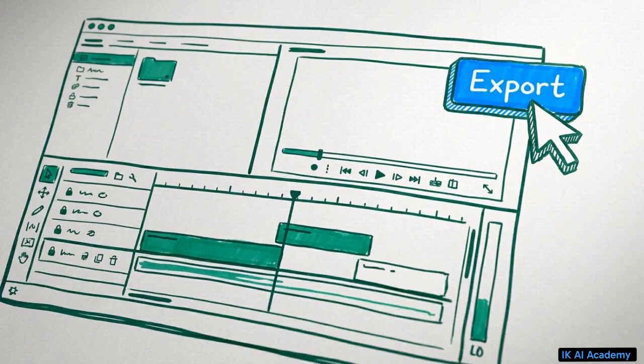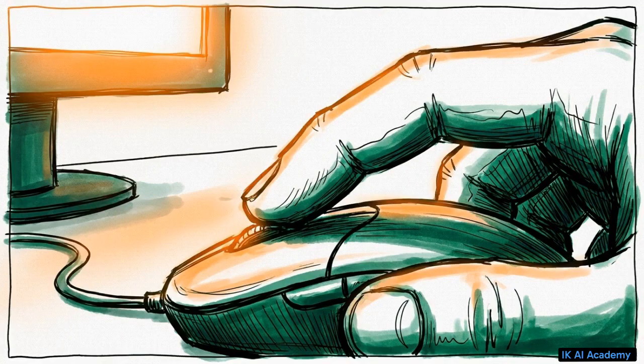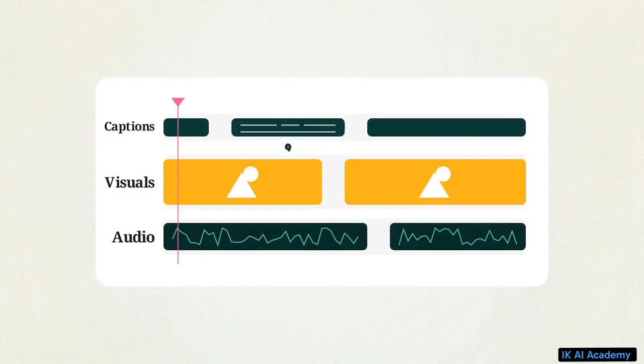Take a look at this export menu. For a long-form YouTube upload, ensure your toggles match these settings. Set your resolution to 4K, your aspect ratio to 16:9, and your format to MP4. Before you hit publish, mandate a complete quality assurance playback for yourself. Watch the entire video to catch any lingering spelling errors in the captions or minor audio desyncs.